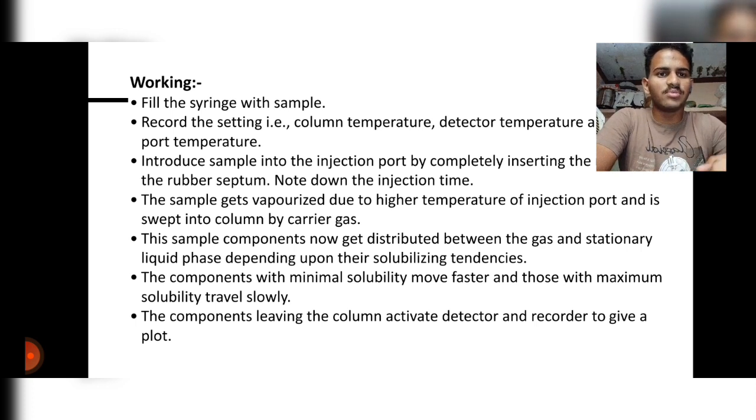The sample gets vaporized due to high temperature of injection port and is swept into column by carrier gas. These sample components now get distributed between the gas and stationary liquid phase depending upon their solubility tendencies. The components with minimal solubility move faster and those with maximum solubility travel slowly. The components leaving the column activate the detector and recorder to give a plot.